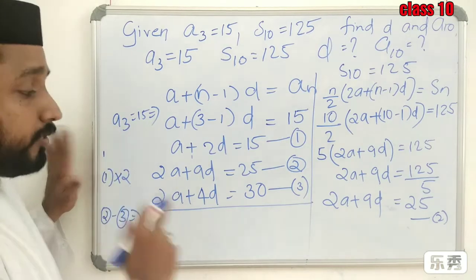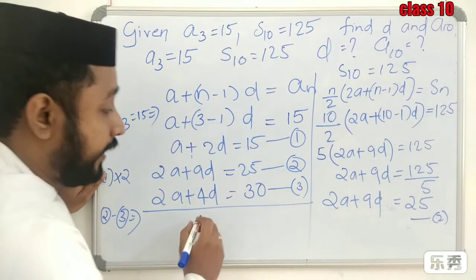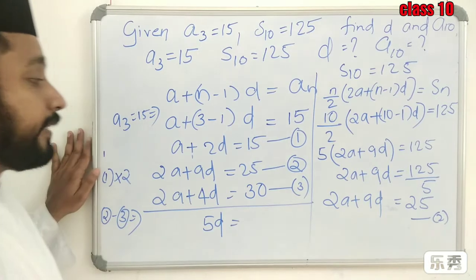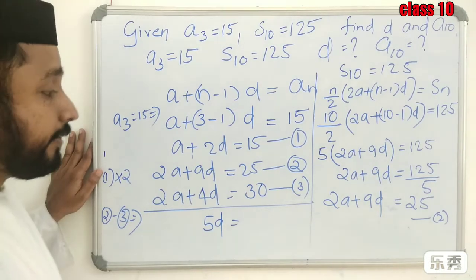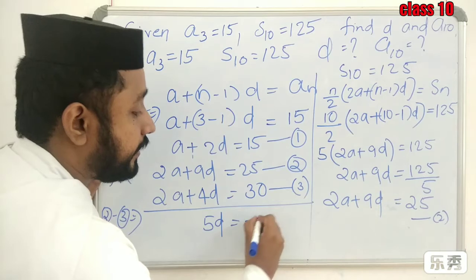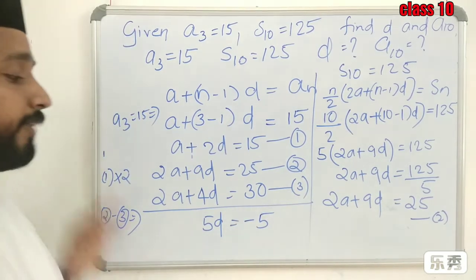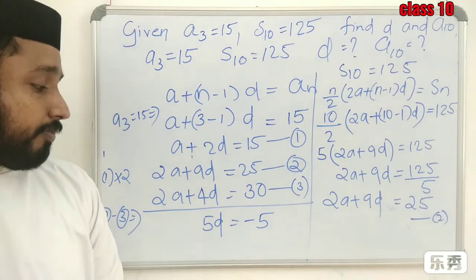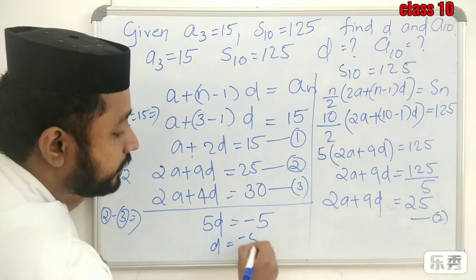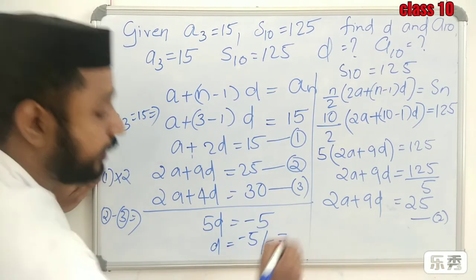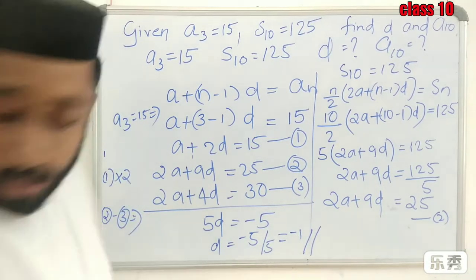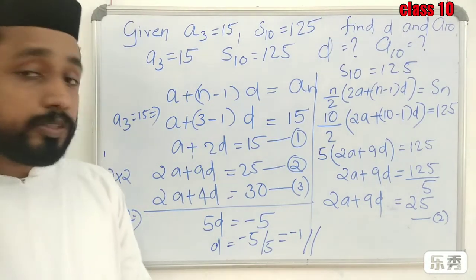2a minus 2a is 0. 9d minus 4d is 5d. 25 minus 30 means minus 5. So 5d is equal to minus 5. Therefore d is equal to minus 5 by 5, which is equal to minus 1. So we got the value of d is equal to minus 1.